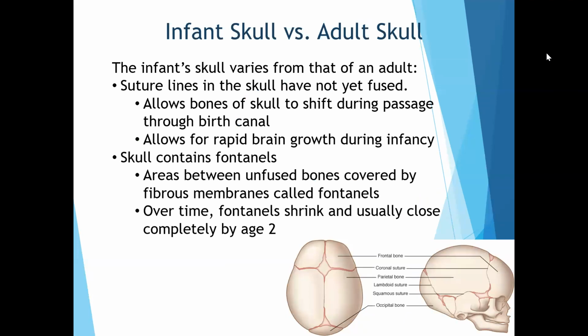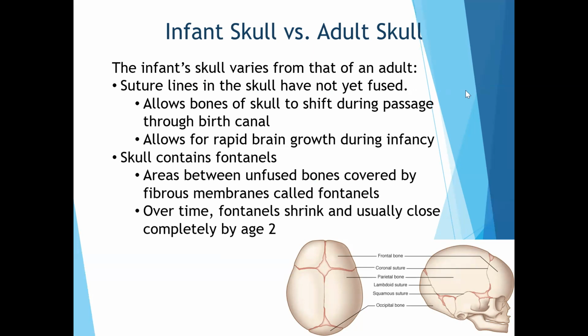All right, let's touch base on the differences in an infant skull versus an adult skull. So we already talked about the suture lines in the adult skull. In an infant, these have not yet fused. And so the main reason for this is that as a woman gives birth, the skull has to be able to fit through the birth canal. So if those sutures were already all the way fused, there's no flexibility in the skull, and it would make it much harder for us as humans to give birth.